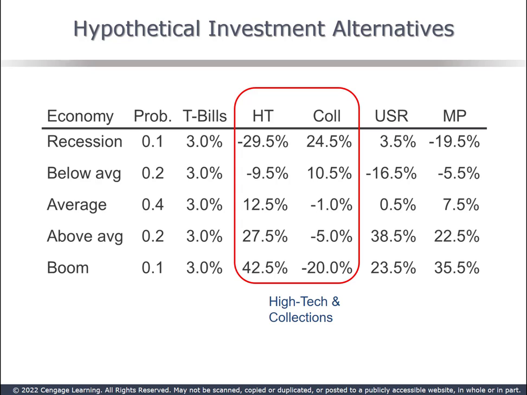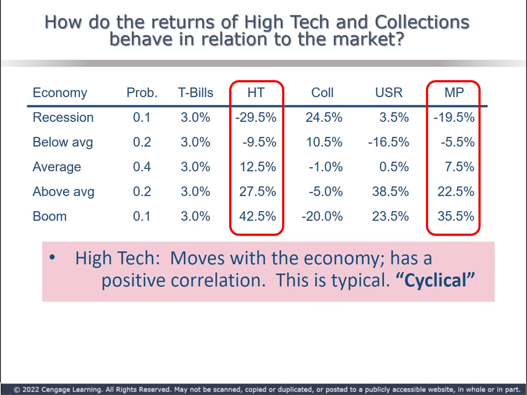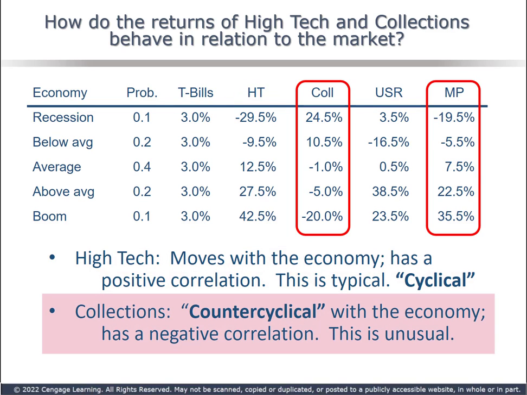And finally, our two sample assets, high-tech and collections, and we'll be using them in our examples in this lesson. High-tech is a fairly typical asset. Its return pattern matches the states of the economy. That is considered a cyclical investment since its performance follows the business cycles and is positively correlated with the market overall. Collections, on the other hand, is counter-cyclical. As a collection agency, it does well when the economy is in a recession, poorly when the economy booms. It's very unusual to find a stock that performs like this, one negatively correlated with the market.